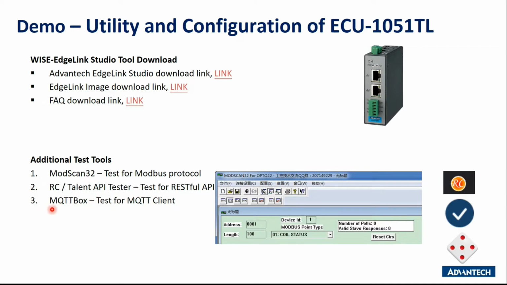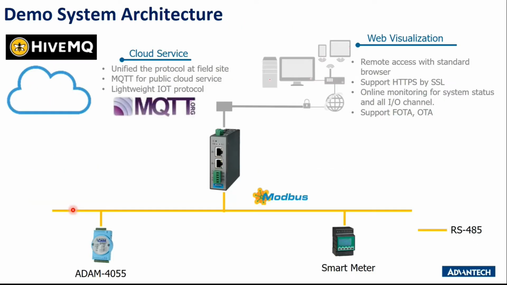That one is the MQTT Box to test the MQTT client. This is my simple architecture. I am using our Advantech hardware with serial communication, running Modbus RTU. The ECU will query the data. We use the ECU Modbus server, which I reconfigured here.